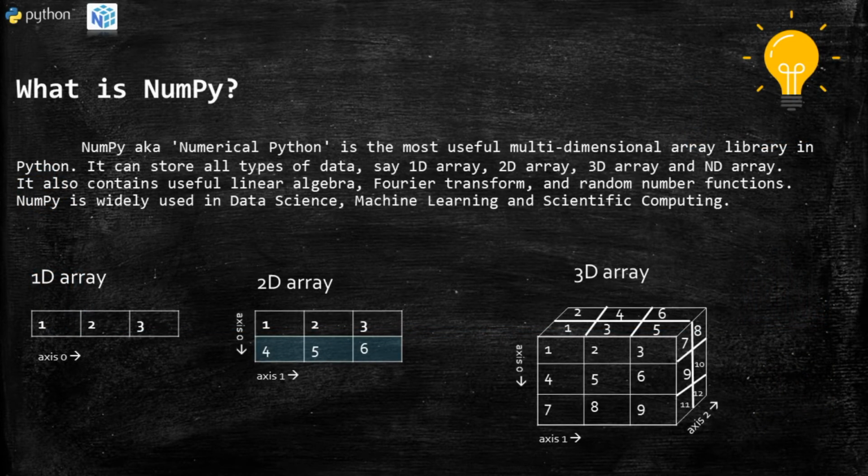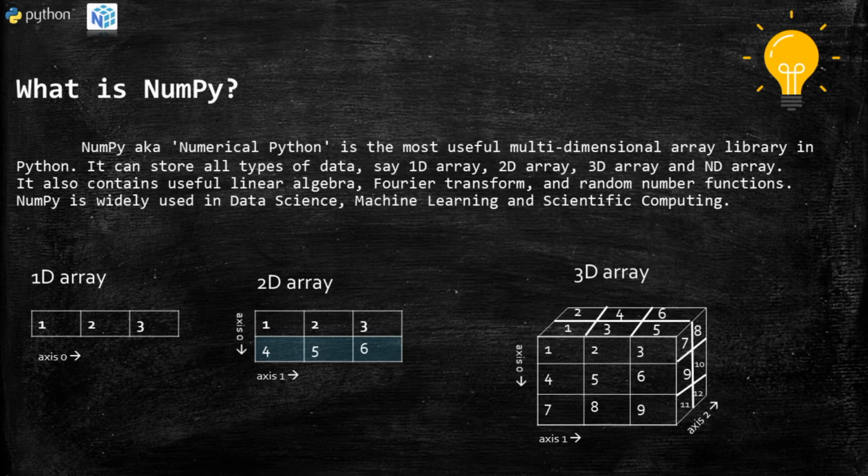What is NumPy? NumPy, also known as Numerical Python, is the most useful multidimensional array library in Python. It can store all types of data, say one-dimensional array, two-dimensional array, three-dimensional array, and so on, n-dimensional array. It contains useful linear algebra, Fourier transformation, and random number functions. NumPy is widely used in data science, machine learning, and scientific computing. If you see the below illustration, we have the one-dimensional array, two-dimensional array, and three-dimensional array.